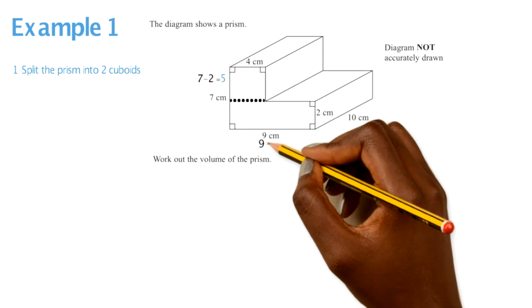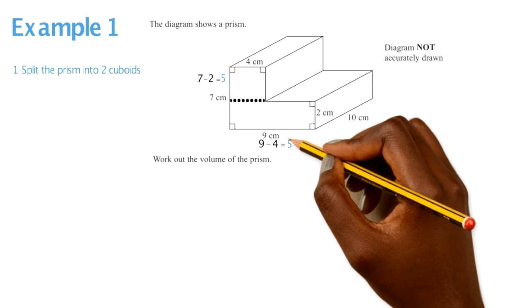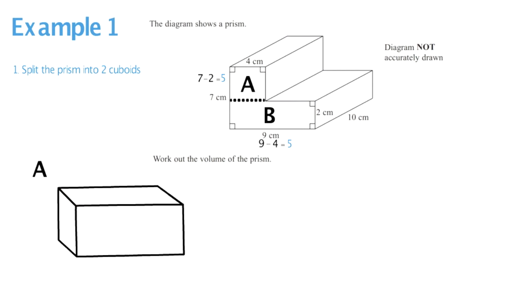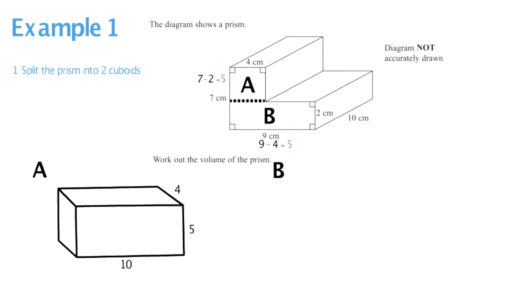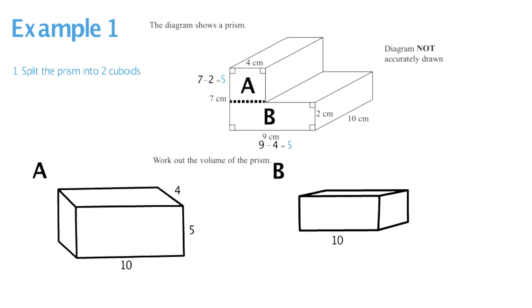So you've got the square face, which is going to be the cuboid face, you've got 5 centimeters and the 4 centimeters, and at the bottom you've got the 5 centimeters and 2 centimeters, because remember with cuboids they've got a rectangular face, okay? So with cuboid A, you've got the 10 centimeters, which is kind of like the height, you've got the 5 centimeters and you've got the 4 centimeters. And with cuboid B, you've got the 10 centimeters, you've got the 9 centimeters, and you've got the 2 centimeters, all right?